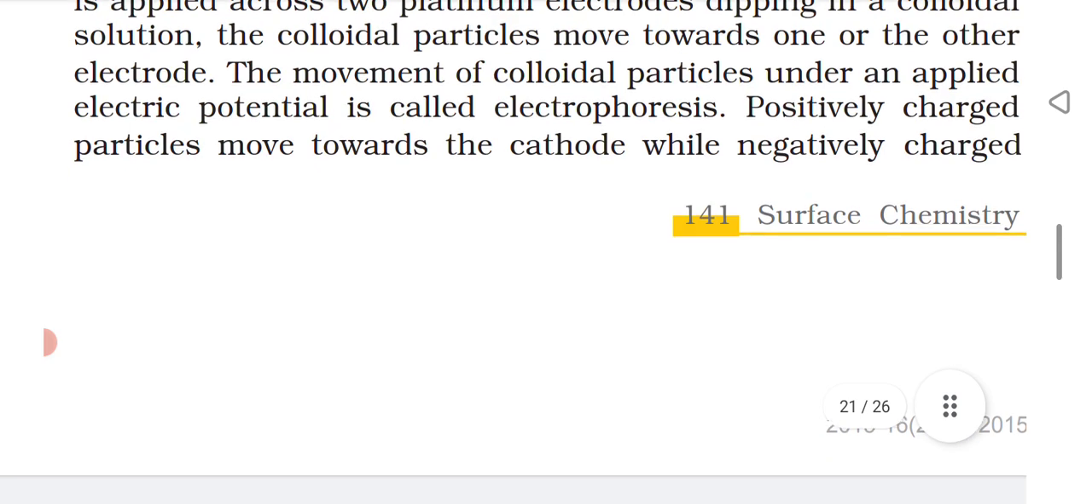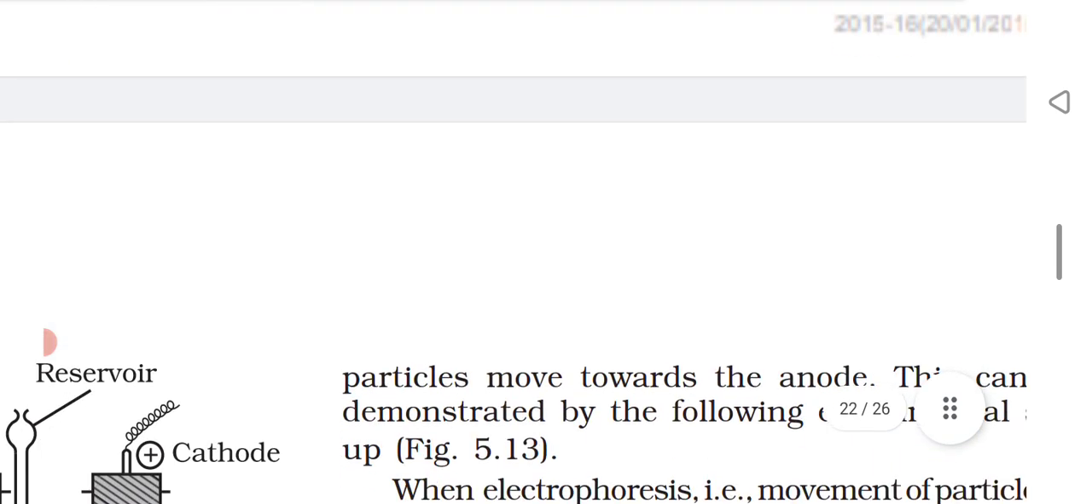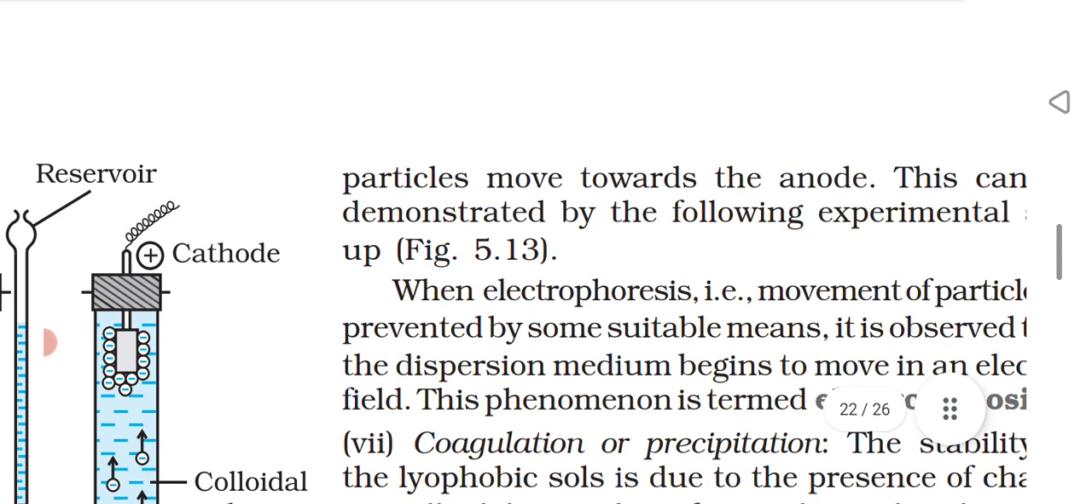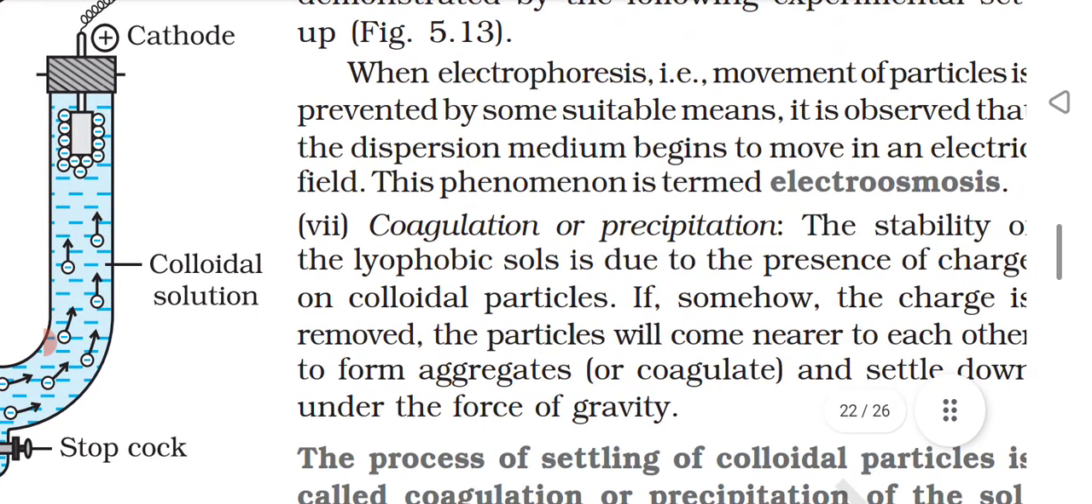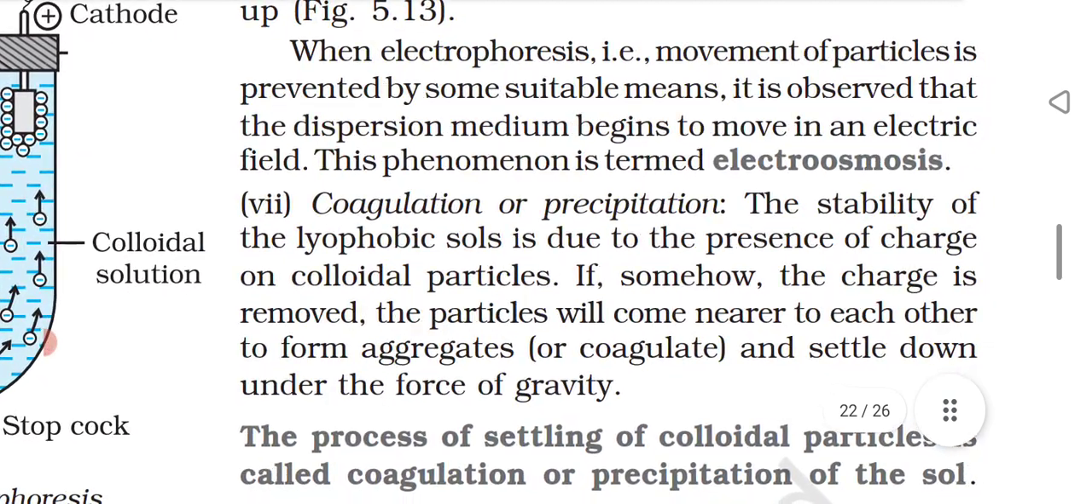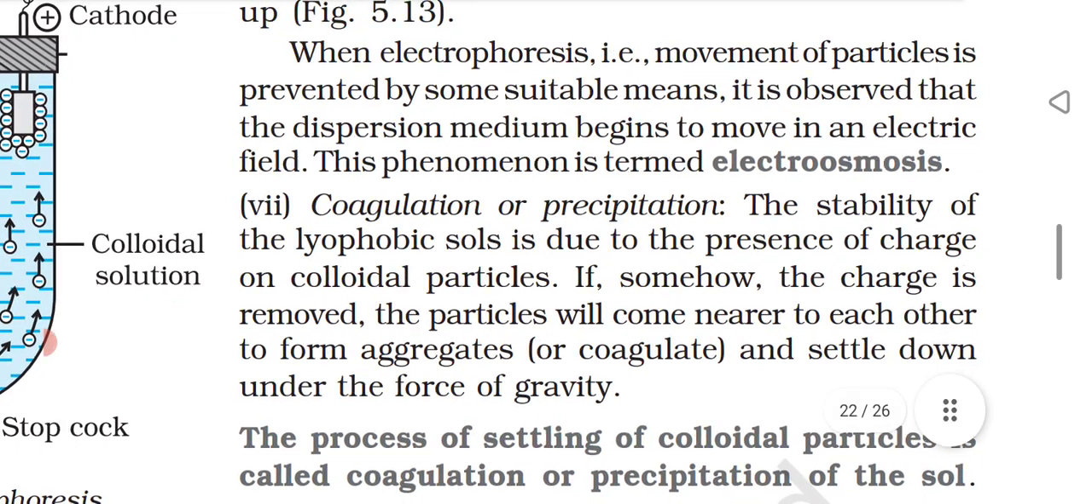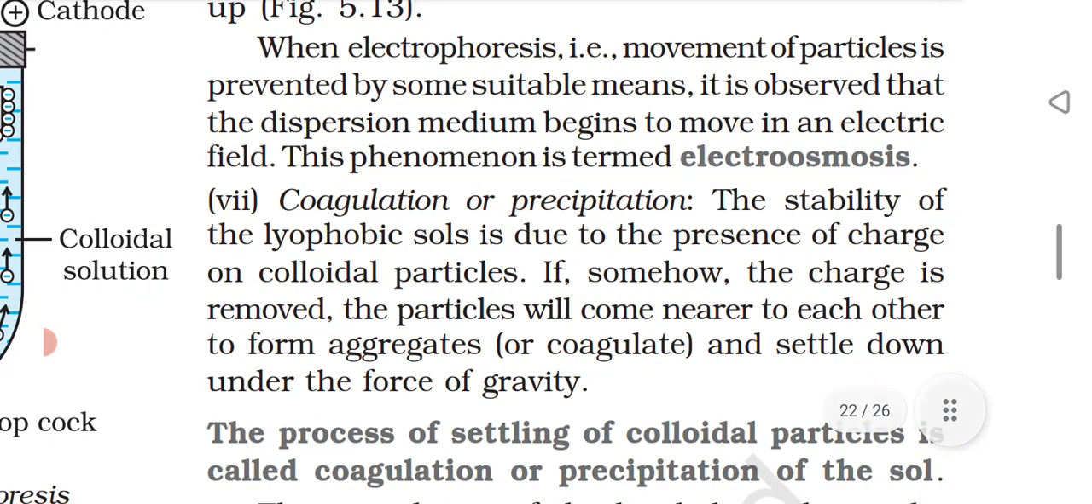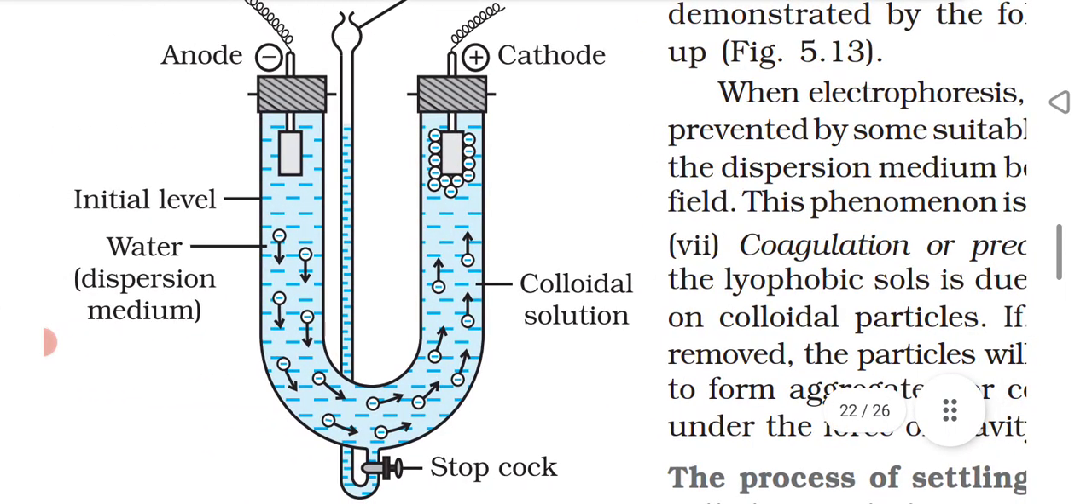Positively charged particles move towards the cathode and negatively charged particles move towards the anode. This can be demonstrated by the following experiment. When electrophoresis, that is movement of particles, is prevented by some suitable means, it is observed that the dispersion medium begins to move in an electric field. This phenomenon is called electroosmosis. Okay, this is the experiment that we are doing.